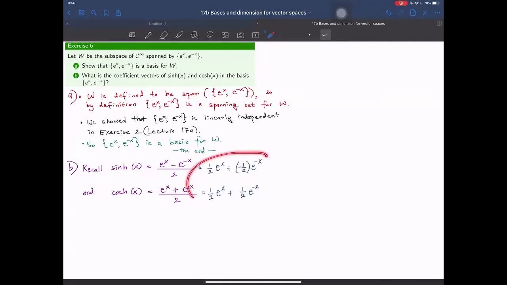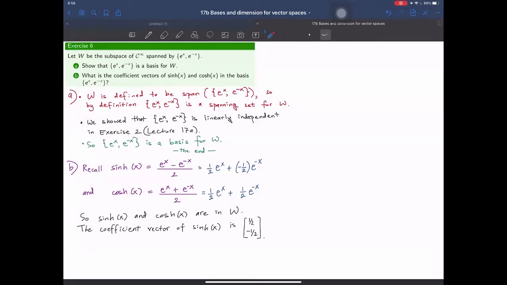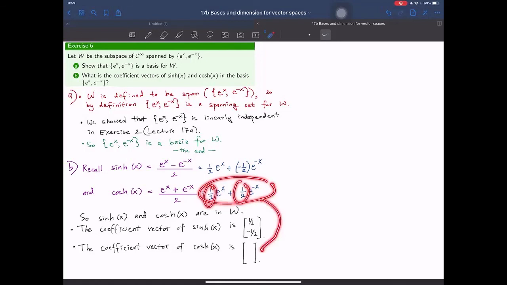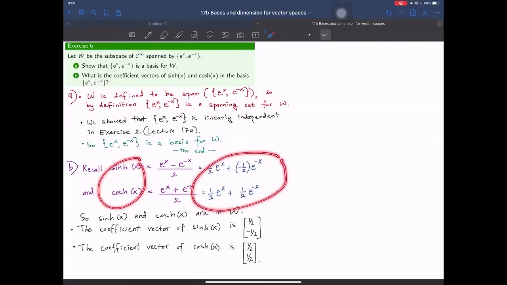Once I write them this way, it is clear that 1/2 and negative 1/2 are the coefficients for hyperbolic sine in the basis of e to the x and e to the negative x. So the coefficient vector of the hyperbolic sine is 1/2 and negative 1/2. The coefficient vector for the hyperbolic cosine is just these two coefficients here. So I have 1/2 and 1/2. Note that the fact that you can write these two functions as linear combinations of e to the x and e to the negative x tells me that these two functions are in my subspace.